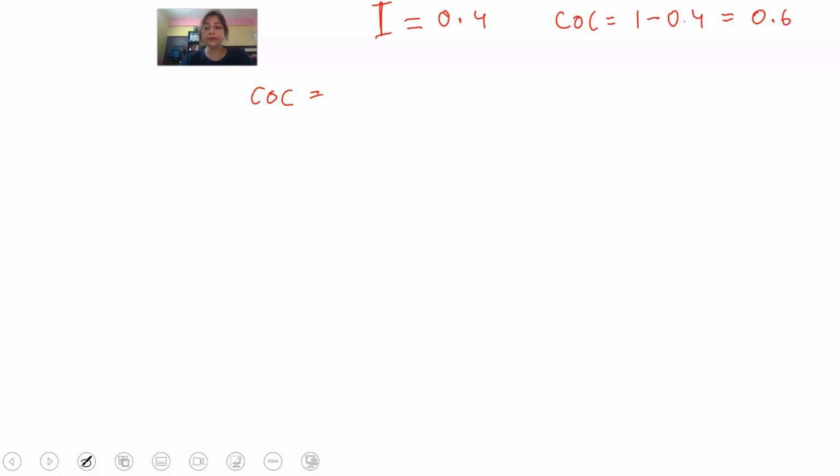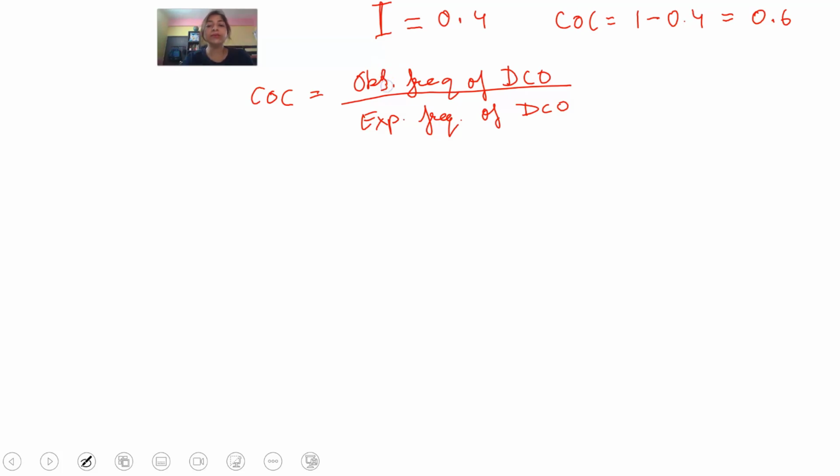So what is coefficient of coincidence? The other formula for that, if we have to write it down, is the observed frequency of double crossover divided by the expected frequency of double crossover. From here it will help us to calculate the number of double crossovers. Why are we doing it? Because we want to calculate the number of double crossovers. That is important for us to answer the question.